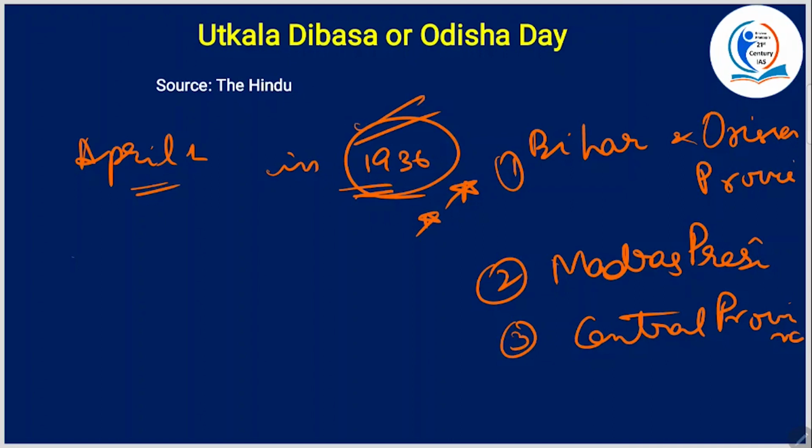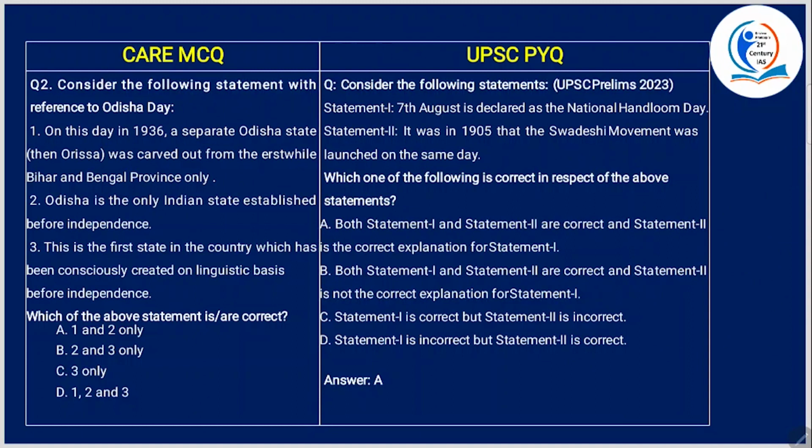So, areas from these were taken and formed into one state. Was this the only state which was formed before independence? No. In 1912, Bihar was formed. All right. And you should remember one thing, that Odisha was the first state to be formed on linguistic basis before independence. All right. Now, consider the following statements with reference to Odisha Day. On this day in 1936, a separate Odisha state, then Orissa, was carved out from the erstwhile Bihar and Bengal province only. No, because Madras Presidency, Central Provinces were there, and Orissa province was also there.